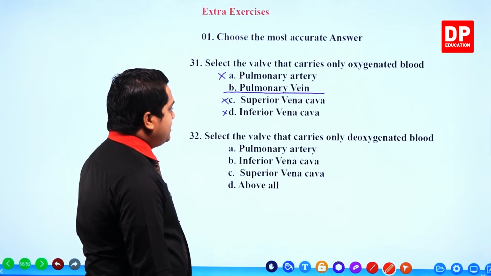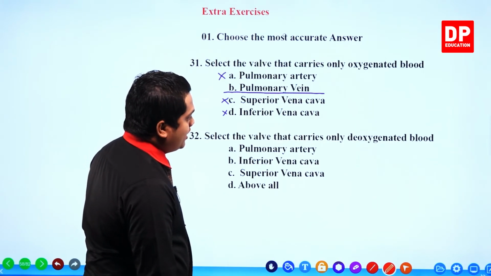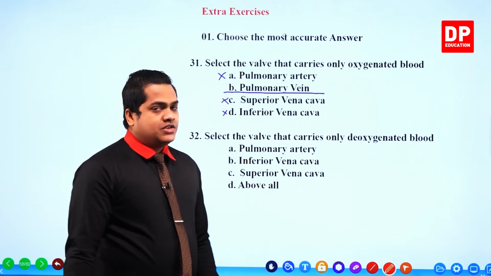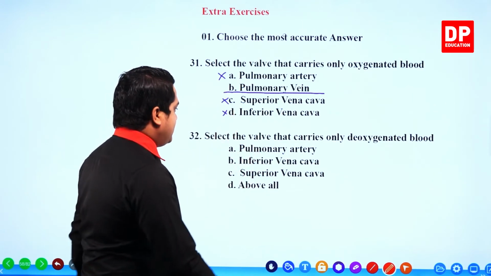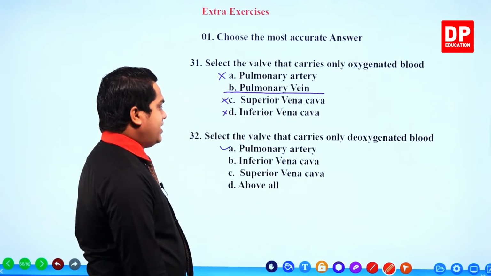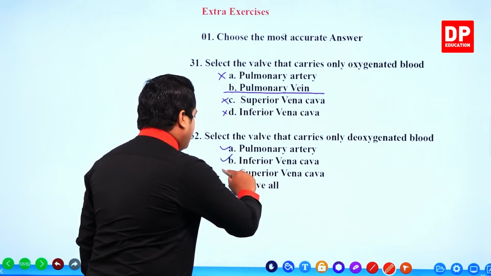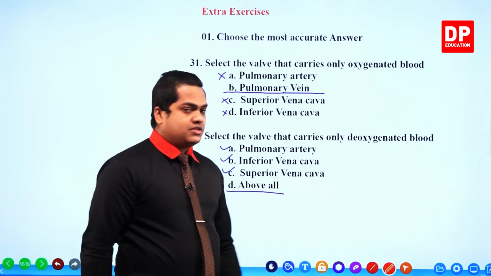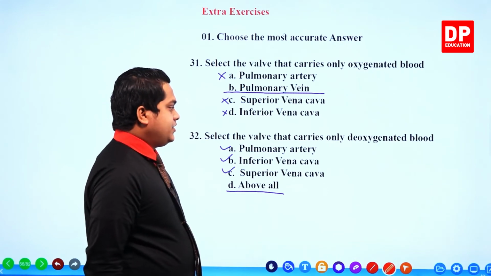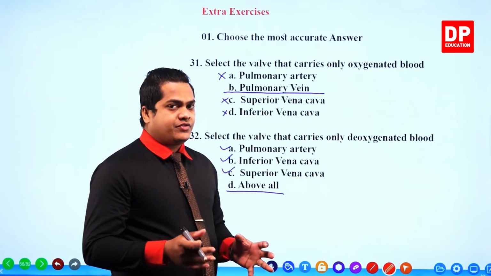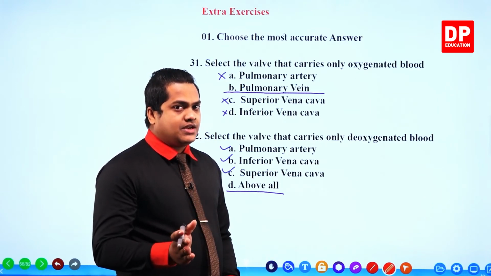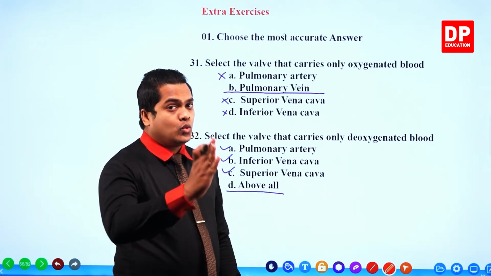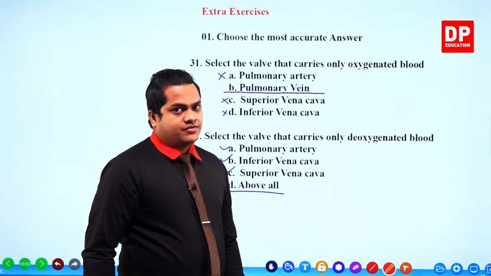Select the vessel that carries only deoxygenated blood. Pulmonary artery, like in the earlier case, carries deoxygenated blood. All the vena cava are going to transport deoxygenated blood. So above all is our answer for question number 32. The vena cava transports deoxygenated blood towards the heart. Then the pulmonary artery carries that deoxygenated blood towards the lungs to mix with oxygen.